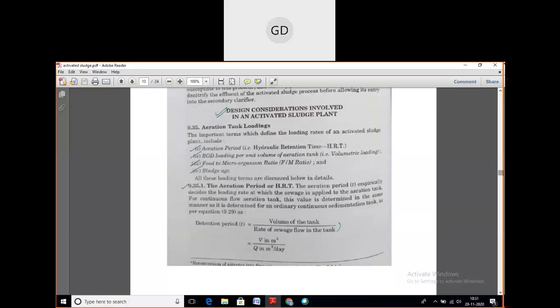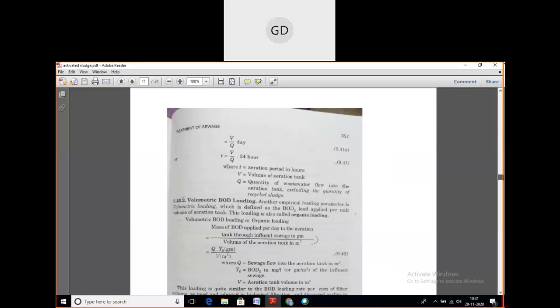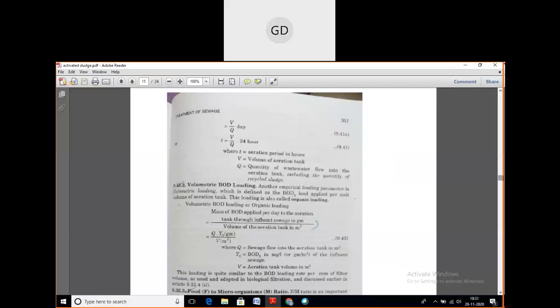Number two is your BOD loading, or volumetric BOD loading. Volumetric BOD loading is another loading parameter or design consideration, which is defined using BOD5. BOD5 means BOD at 5 days. It is the BOD5 load applied per unit volume of aeration tank.